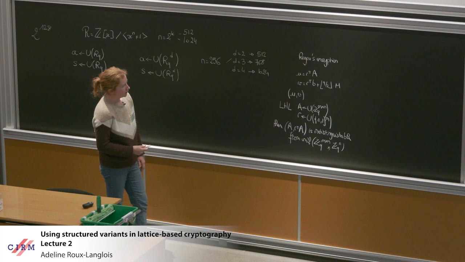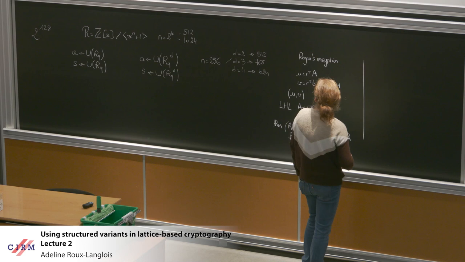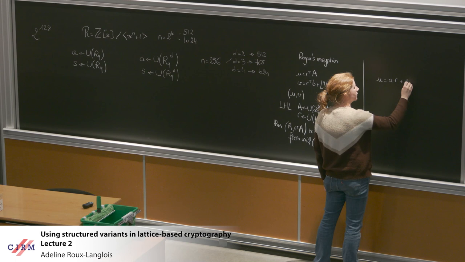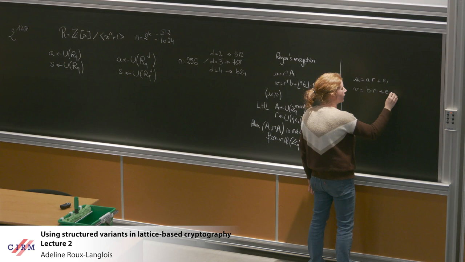But here we are using something different because you will not have the same property directly. So instead of having U equal A times R, I add an error, and instead of having V equal B times R, we also add an error and then q over 2 times M.